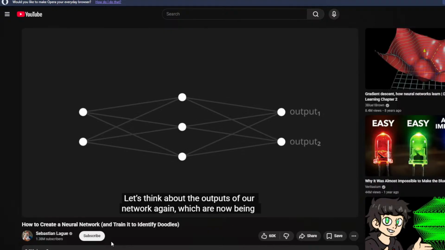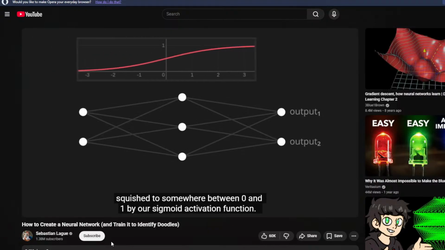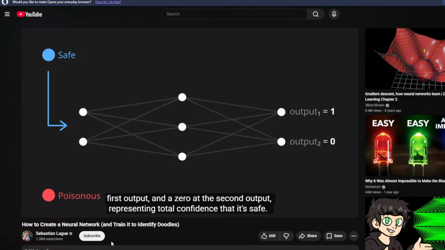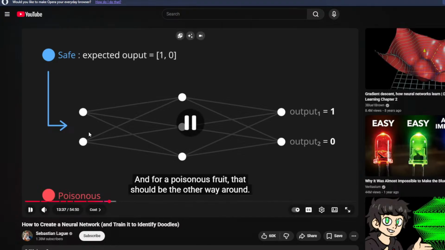Let's think about the outputs of our network again, which are now being squished to somewhere between 0 and 1 by our sigmoid activation function. So if we give the network the inputs of a fruit that's safe to eat, we'd hope to see a 1 at the first output and a 0 at the second output, representing total confidence that it's safe.